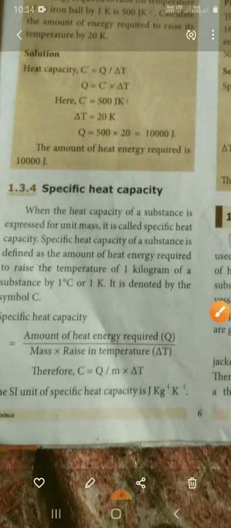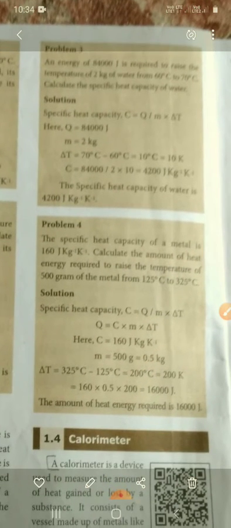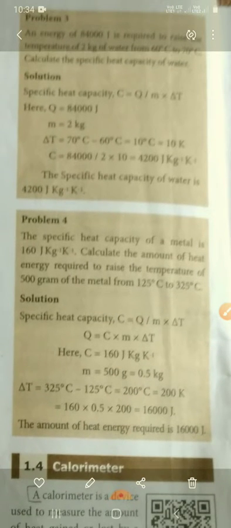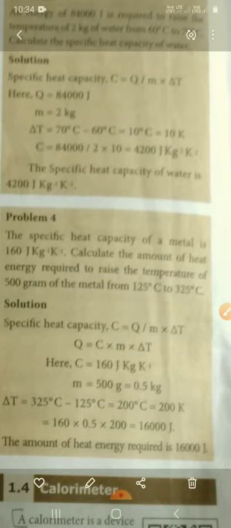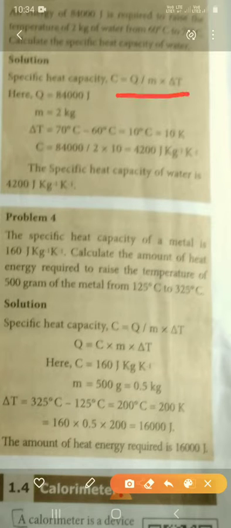Okay. So in this specific heat capacity we can see two sums. First sum: an energy of 84,000 joule is required to raise the temperature of 2 kg of water from 60 degrees Celsius to 70 degrees Celsius. Calculate the specific heat capacity of water. So we know the specific heat capacity formula: C is equal to Q divided by M into delta T. They are giving Q, the amount of energy, which is 84,000. So here Q is equal to 84,000.